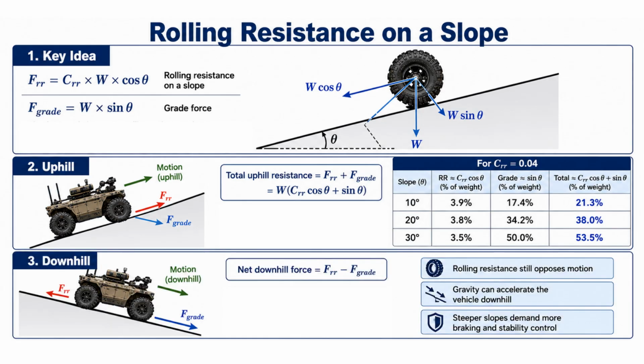The third section shows downhill travel. Rolling resistance still opposes motion, but gravity now assists the vehicle. When gravity becomes greater than rolling resistance, the vehicle accelerates unless the brakes or regenerative system control its speed. The key takeaway is that gradient changes the total tractive force and braking requirement far more than it changes rolling resistance itself.